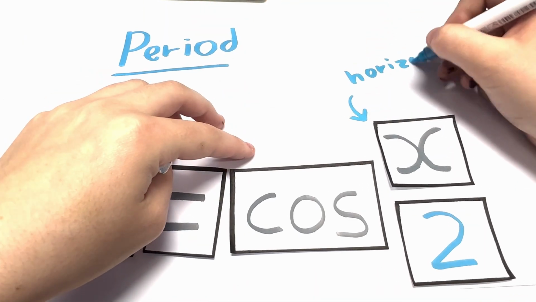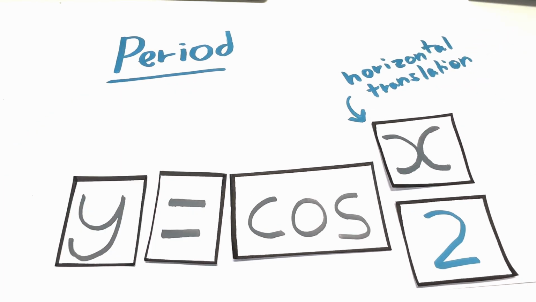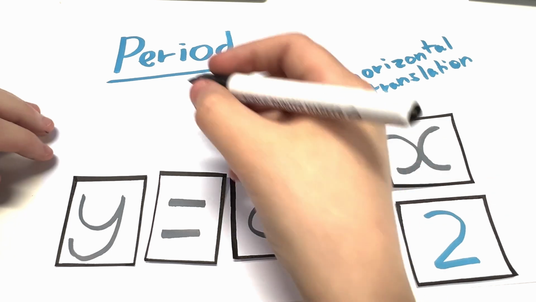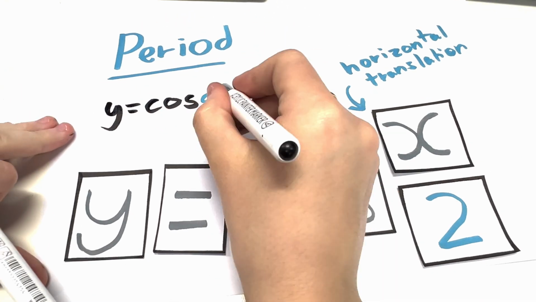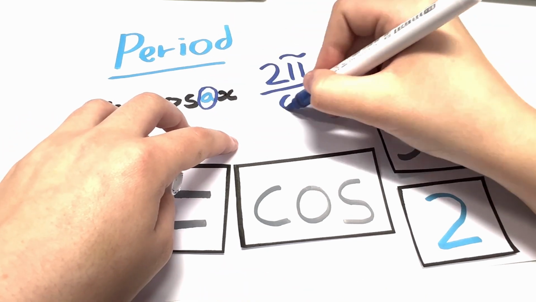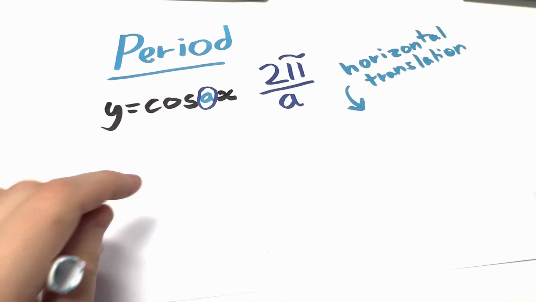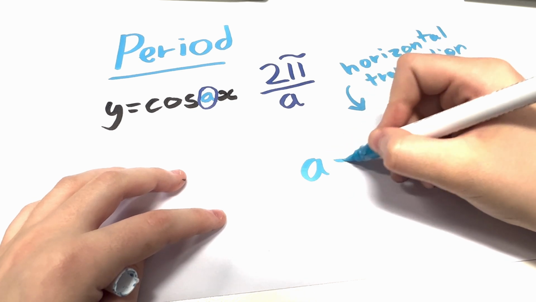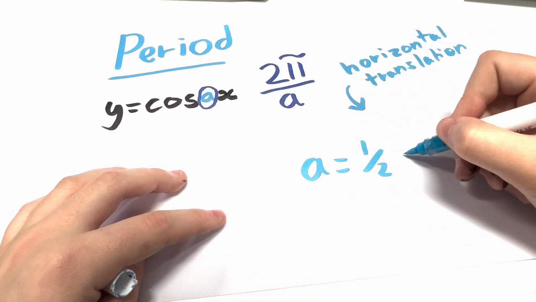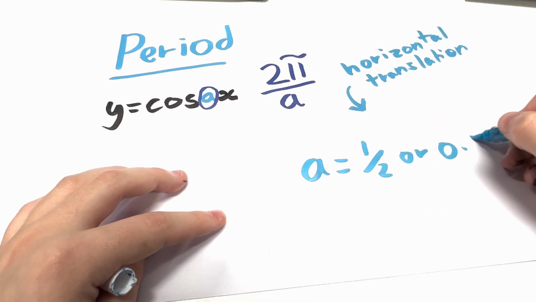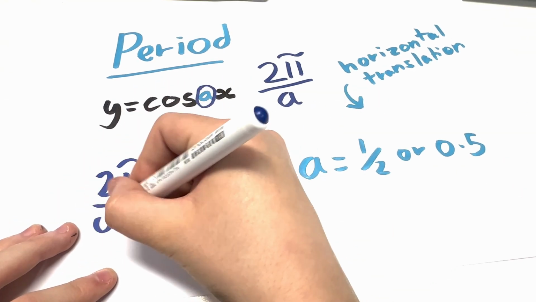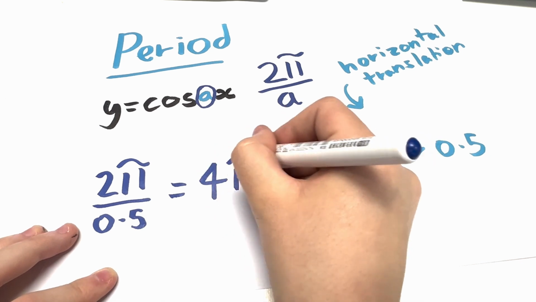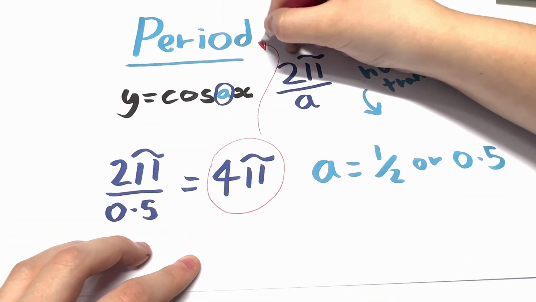We can easily find what the period is through a simple method of first taking the formula y equals cos ax, where the period is 2 pi over a, and substituting in the values from the function into the formula. a is equal to a half. If we substitute this into the formula, we get 2 pi on 0.5, which can be simplified to 4 pi. Hence, the period is 4 pi.